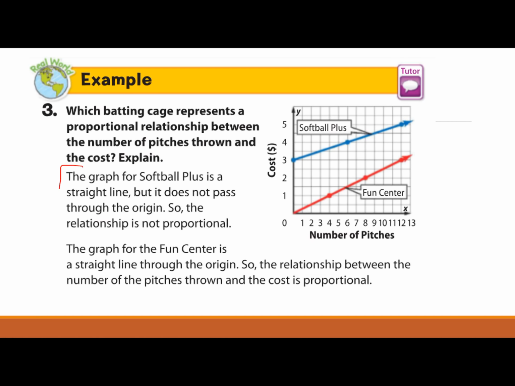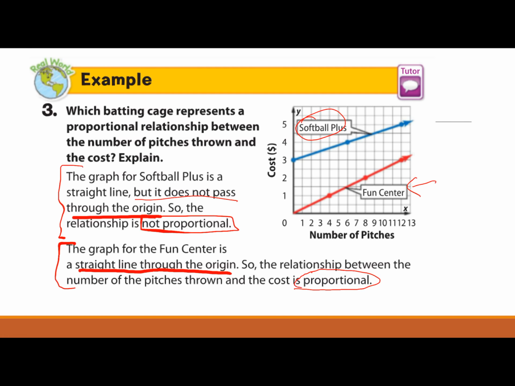The graph for softball plus is a straight line. So this one right here, it's a straight line, but it is not passed through the origin. So the relationship is not proportional. Okay, let's look at fun center. This is fun center right here. Fun center is a straight line through the origin. So the relationship between the number of pitches thrown and the cost is proportional.